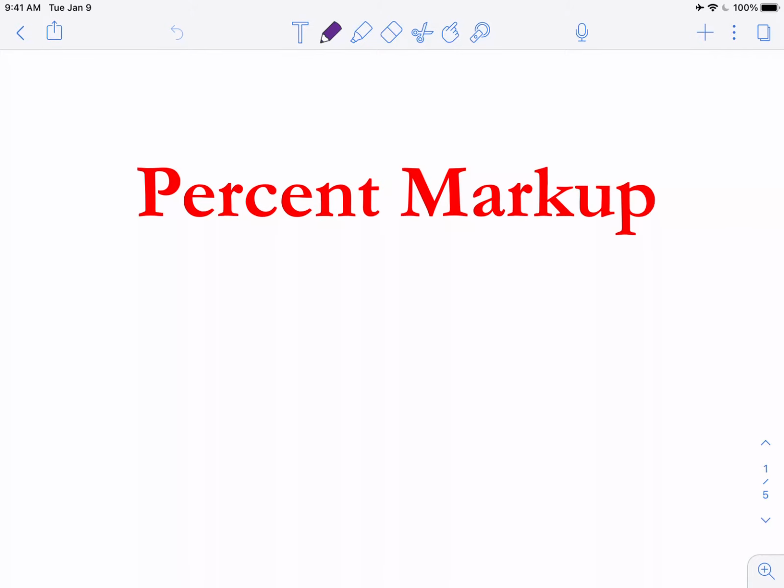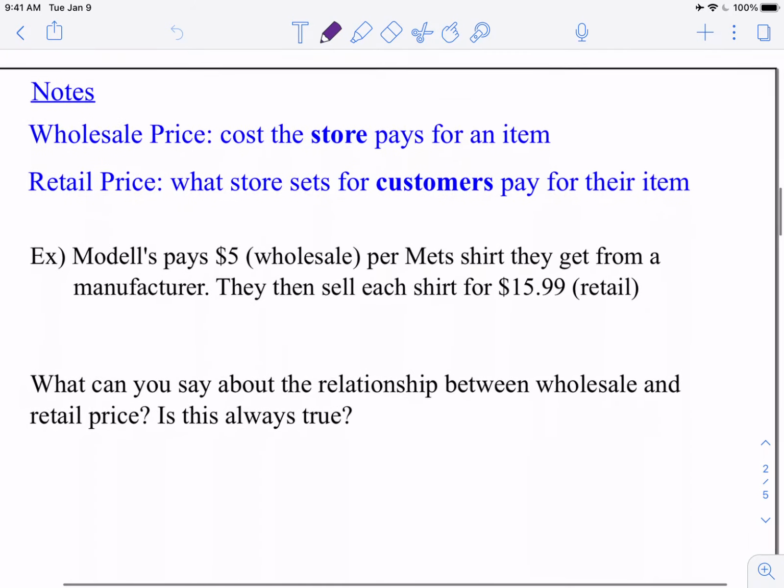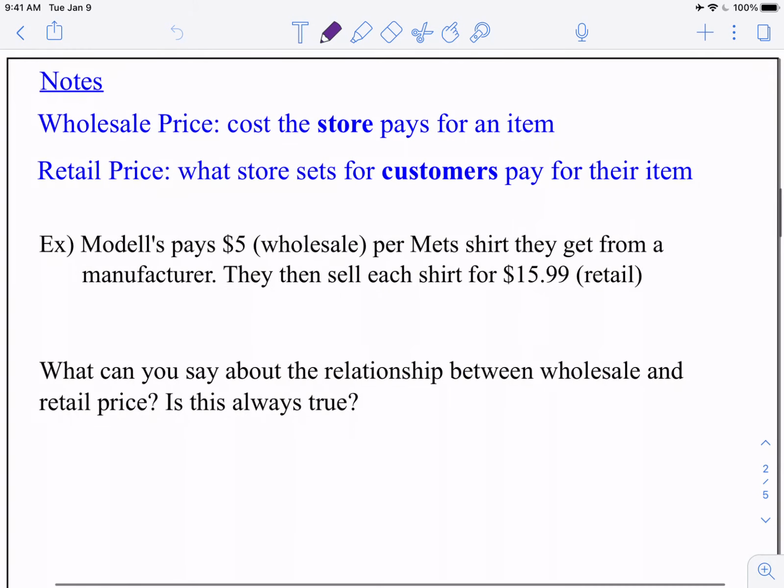Hi everyone, in this lesson we're going to be talking about percent markup. So the first thing you can write down here, just some notes, no real mathematical applications yet, but the difference between wholesale and retail. So wholesale price is going to be the cost that the store pays for an item. Retail is what we as customers then pay for the item.